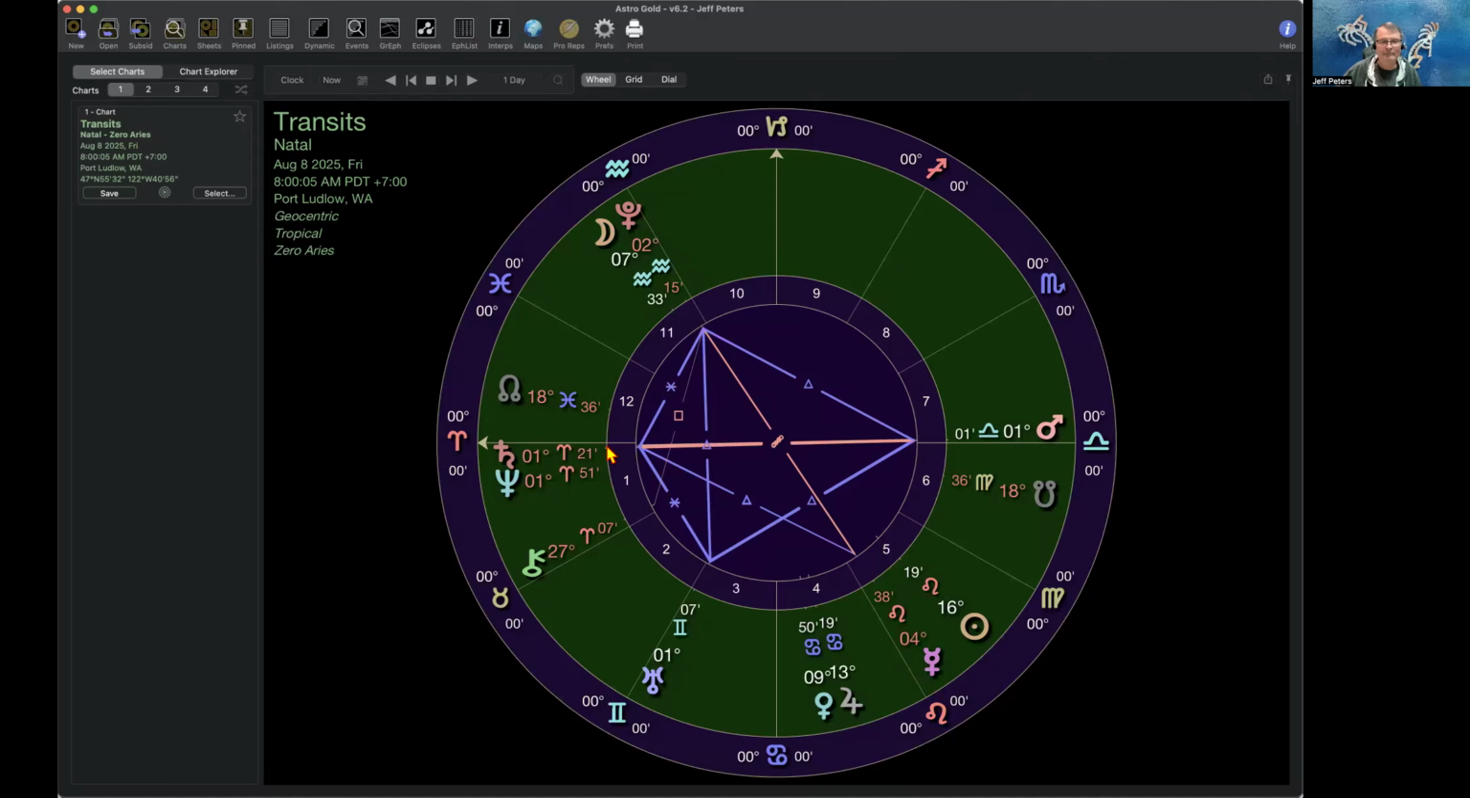Anyway, on the 17th, let's go back to our chart again for a quick look. On the 9th, the next day, Saturday, we have a full moon taking place at 17 degrees of Aquarius. Now, we began this particular lunar cycle at 2 degrees of Leo in opposition to Pluto retrograde up here at 2 degrees of Aquarius.